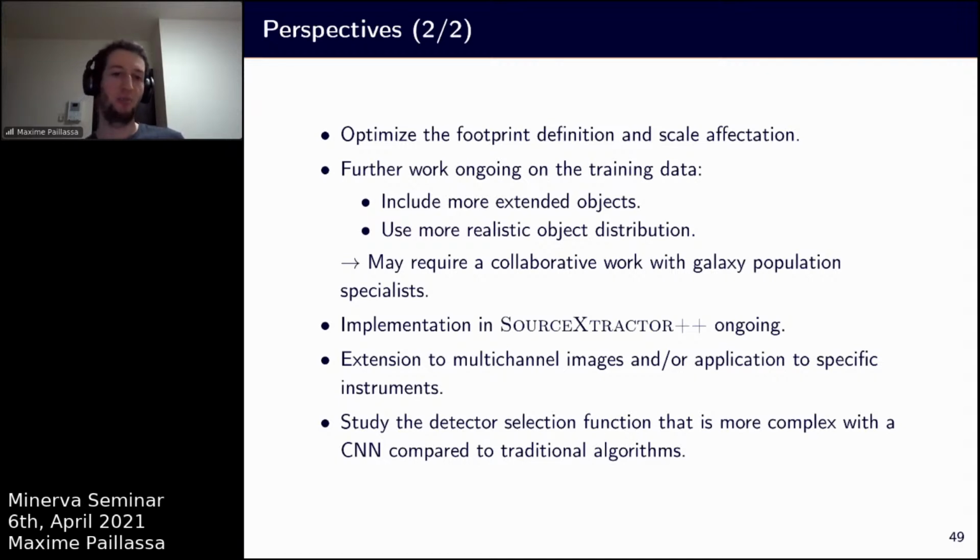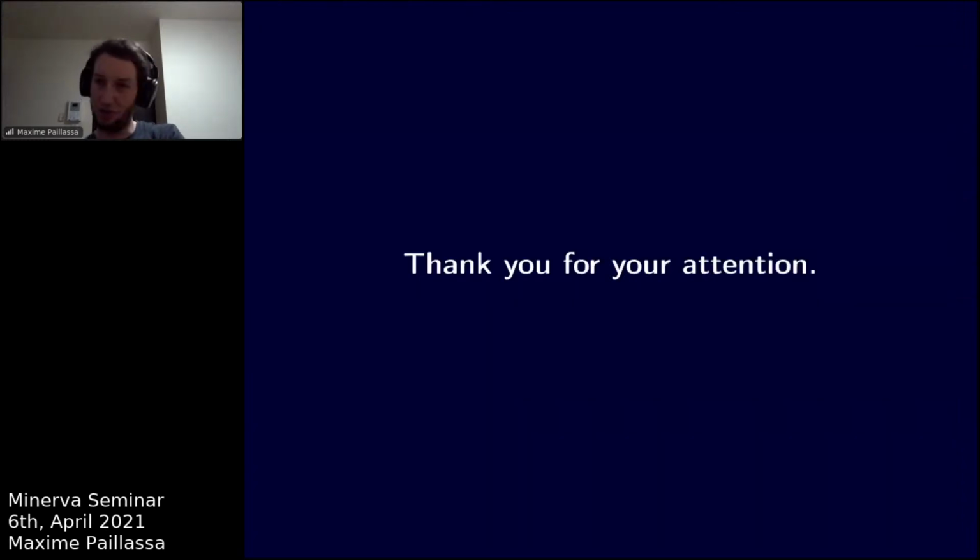Another perspective would be to extend such a detector to multi-channel images or to apply it to a specific instrument. And one important point as well is to study the detector selection function to make real astrophysical studies afterwards with the catalogs of the CNN, because, as it is an adaptive method, it will have a more complex selection function than traditional algorithms. So thank you for your attention. I'm ready for questions.